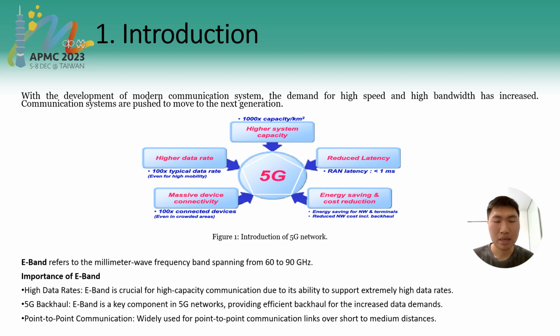The importance of E-band is that it offers high data rate. E-band is crucial for high capacity communication systems due to its ability to support extremely high data rates. For 5G backhaul, E-band is a key component in 5G networks, providing efficient backhaul for the increased data demands. For point-to-point communication, it is widely used for point-to-point communication links over short and medium distances.